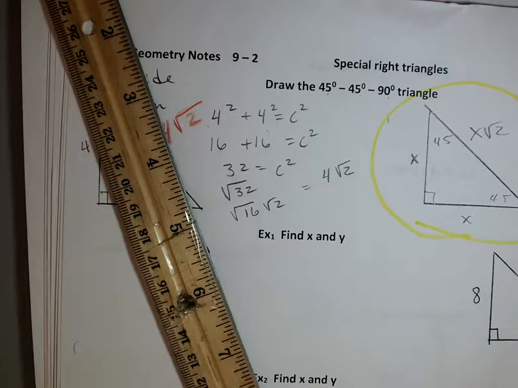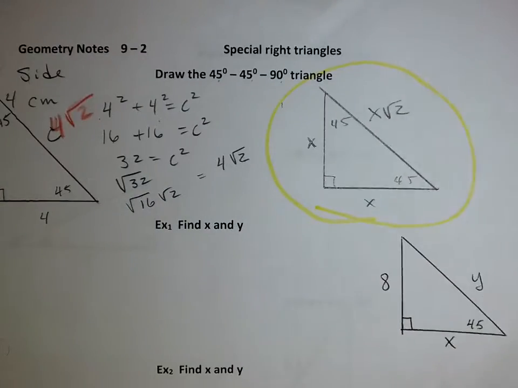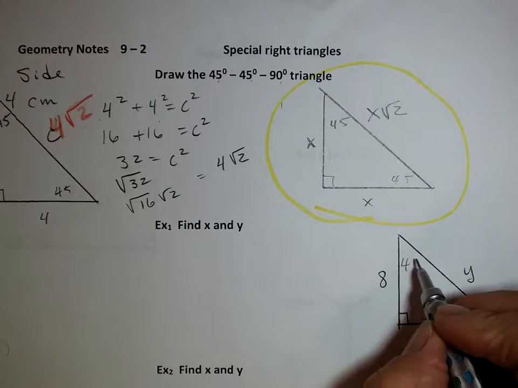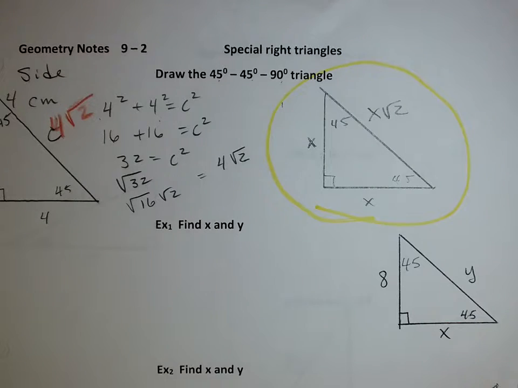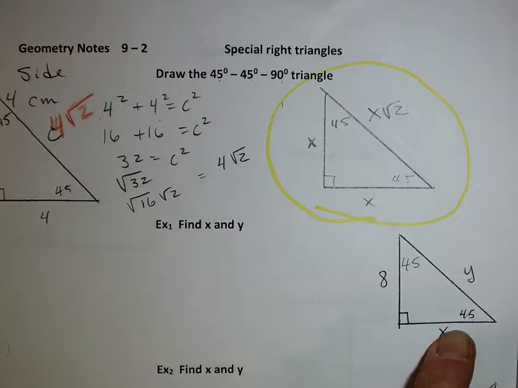So let's look at example 1. It says find x and y. Okay, well, here we go. I've got a 45, so I know for sure this side is also 45. I know I took a square because of the 45, 45. I took a square, cut that square in half. So therefore, this is 8, and the x has to also be 8.